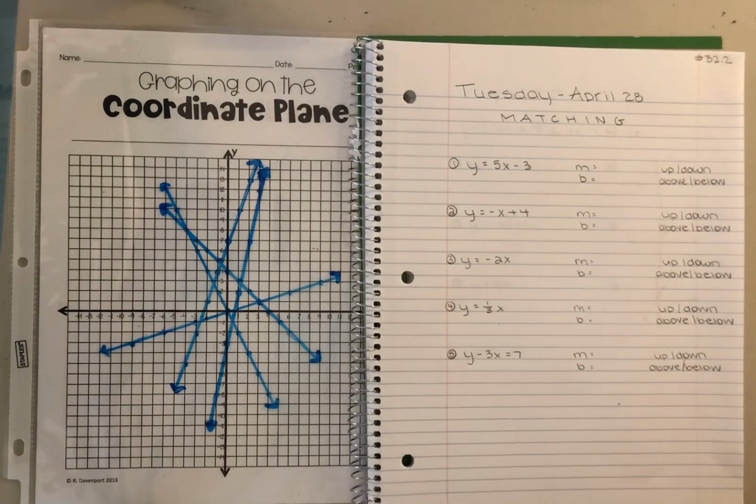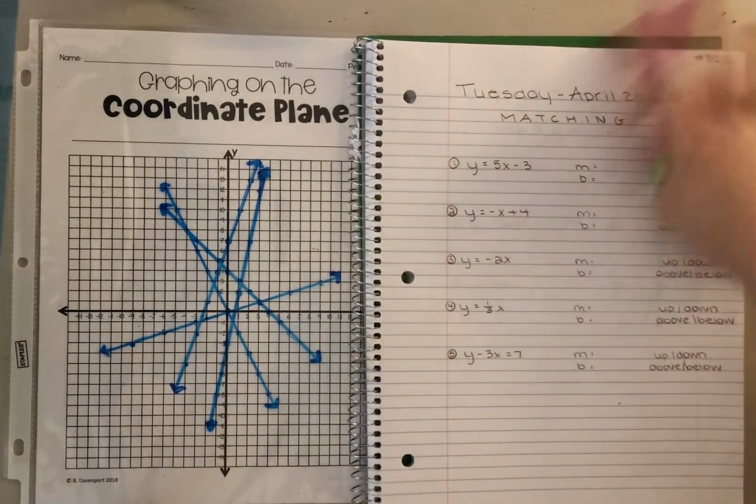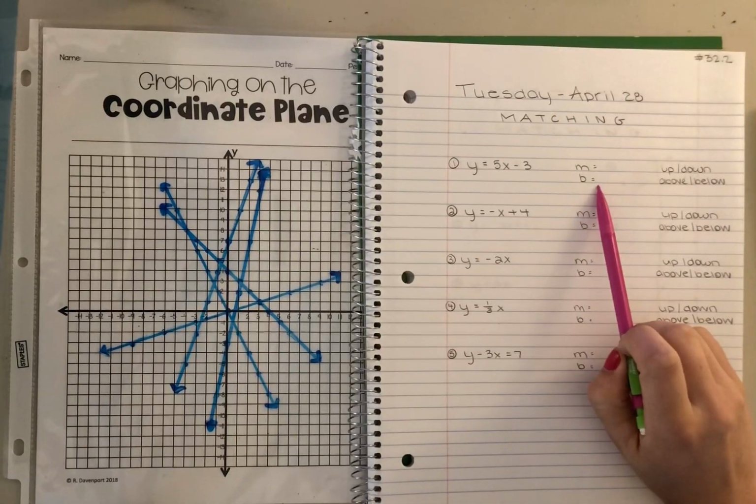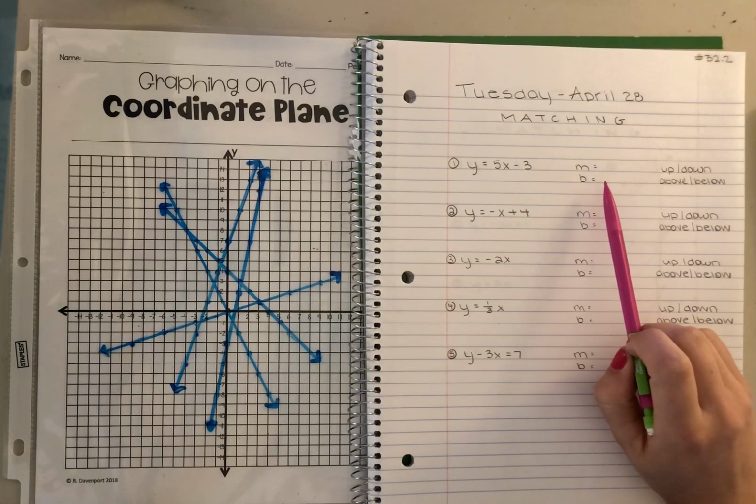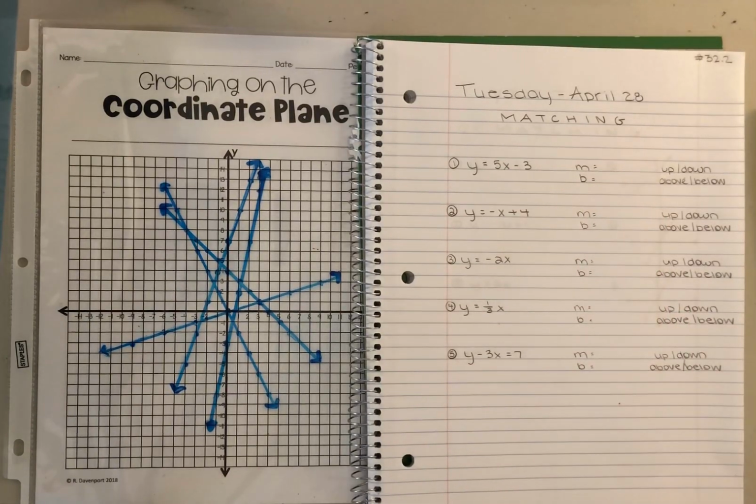So taking a look at what we've got here, we are going to try to identify the slope and the intercept from each one of these equations. Determine if the slope means that it's going up or down as we move left to right. And then we're going to determine the y-intercept, and we'll determine if maybe that's going to be located above or below the x-axis so that we can determine which one of these lines is the one we're looking for. So let's start with number one.